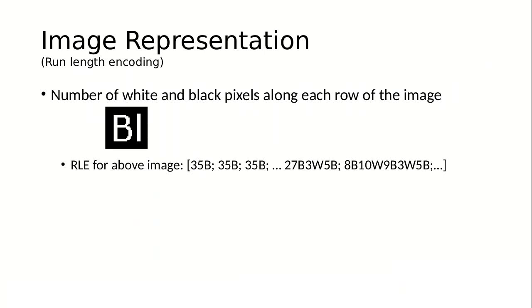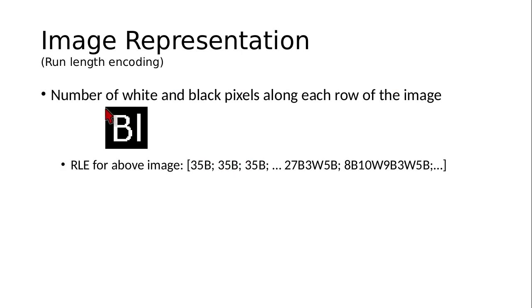There is also another representation called run length encoding representation. This is the number of white and black pixels along each row of the image. So for instance, if you took this image and computed the run length encoding, the values would be 35B. 35B means 35 black, right? So there are 35 contiguous pixels which are black in color.